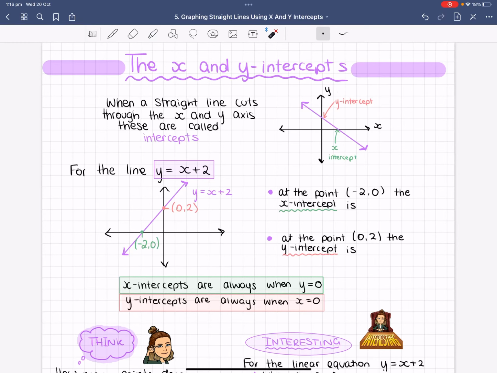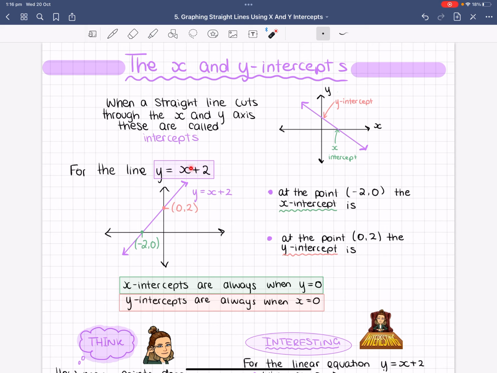Hi team, so today we are graphing straight lines using the x and y intercepts. When a straight line cuts through the x and y axis, these are called intercepts. As you can see here, this would be the y-intercept and this would be the x-intercept, since that's the x-axis and this is the y-axis.